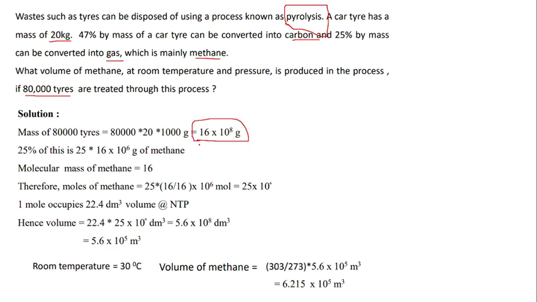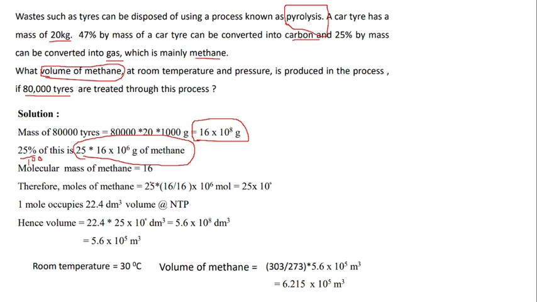Okay. So now we need to find the volume of methane, right? The percentage of methane converted is 25 percent. So in the 16 into 10 power 8 grams, 25 percent is only converted. So 25 percent means 25 by 100. So 10 power 8 divided by 10 power 2, that is 100, will become 10 power 6. And then we have to multiply 25 with 16. So this is the total amount of methane that can be produced from the data.